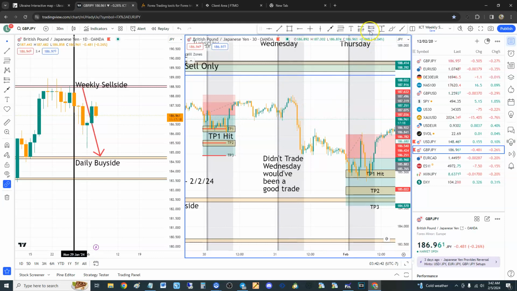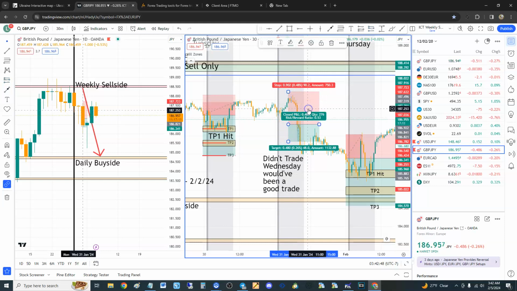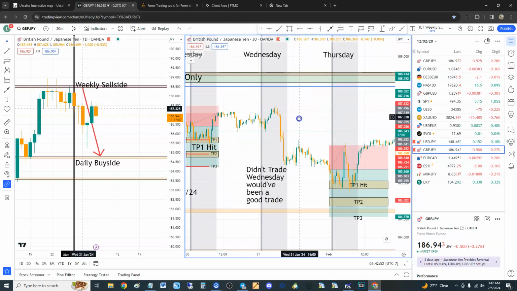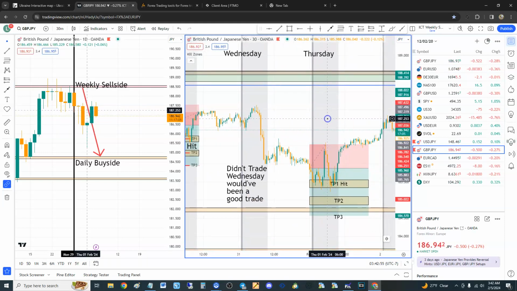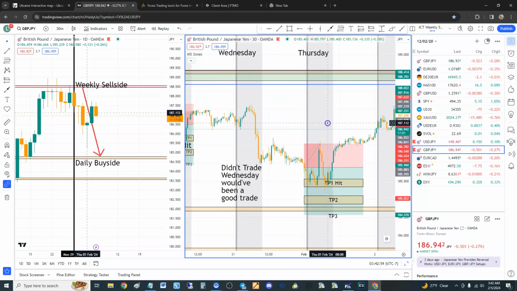But if I would have left, which is what I'm going to be doing for now, I'm going to leave a pending order overnight. If I would have left that pending order, that would have been a TP1 as well here on Wednesday, but I didn't trade Wednesday. I fell asleep at 4 a.m. and I said, I'm not going to leave a pending order. But anyway, let's go to Thursday.